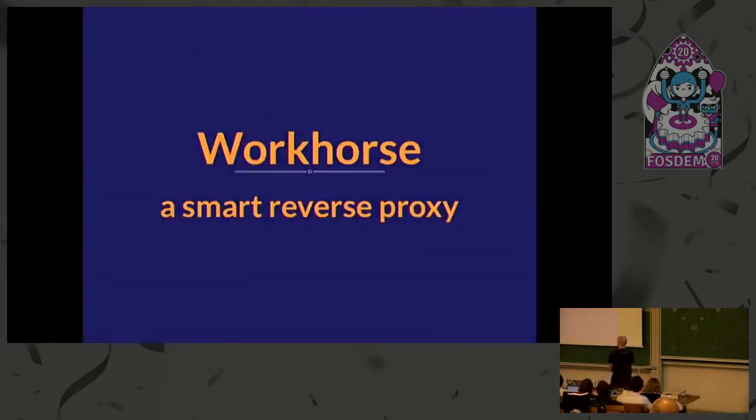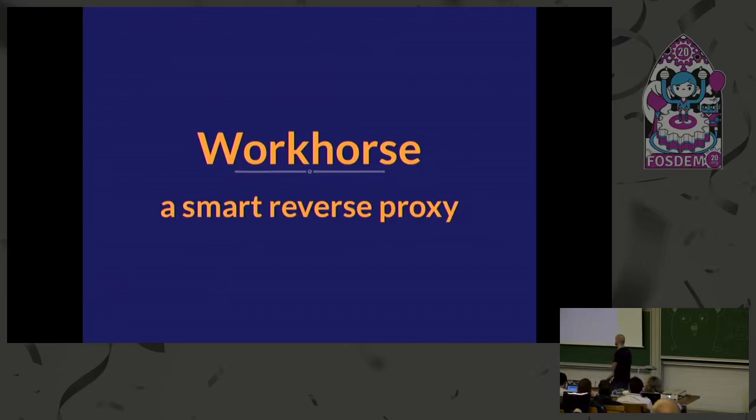So let's enter Workhorse, a smart reverse proxy. There are a lot of reverse proxies out there. Why did we have to write a smart one, and what does it mean? It's smart because it's not a general purpose reverse proxy, but it really knows your workload and can help you where it's needed. It was named Workhorse to make fun of the magical unicorn, and the idea was that you can have the magical animal, but if you need to do the heavy lifting, you need the workhorse.